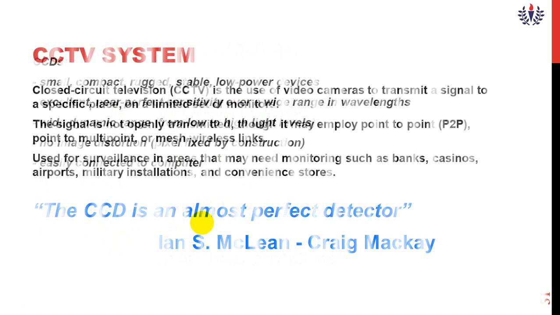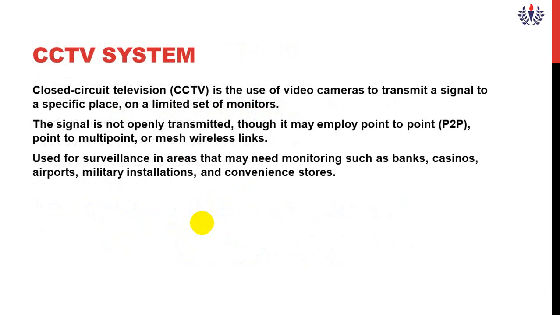Okay, now come to our concept, CCTV. You know the acronym CCTV: closed circuit television. CCTV is used for video cameras to transmit the signal to a specific place on a limited set of monitors. In CCTV the signal is not openly transmitted, only through point-to-point or point-to-multipoint, or we can say wireless transmission also. Mostly CCTV is used to monitor banks, casinos, airports, military installations, convenience stores and jewelry shops. Nowadays, anywhere we can see CCTV.